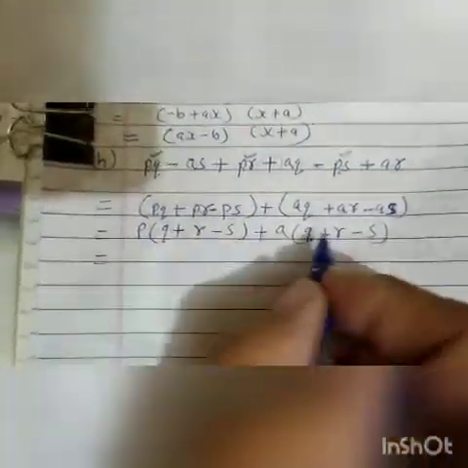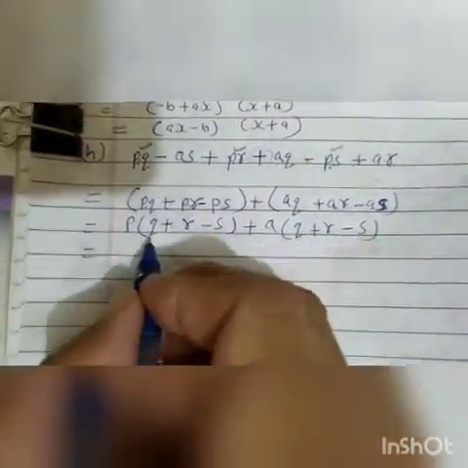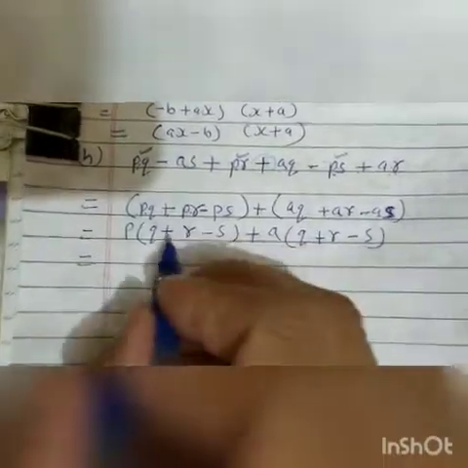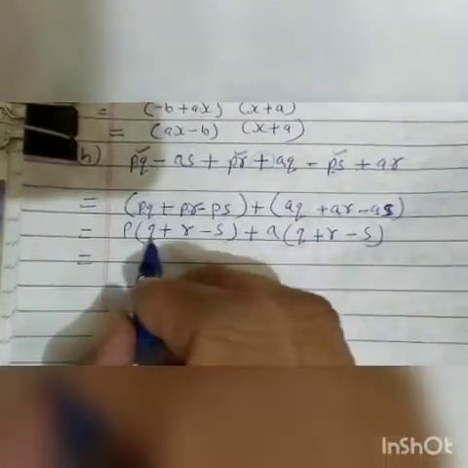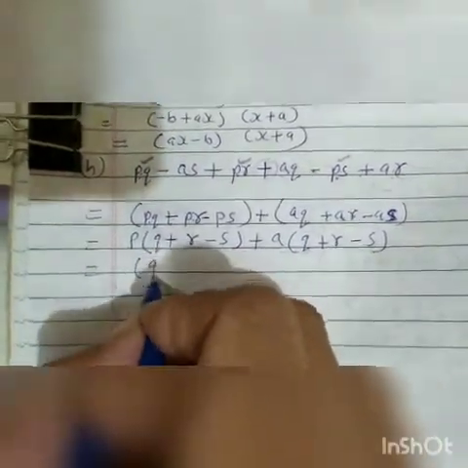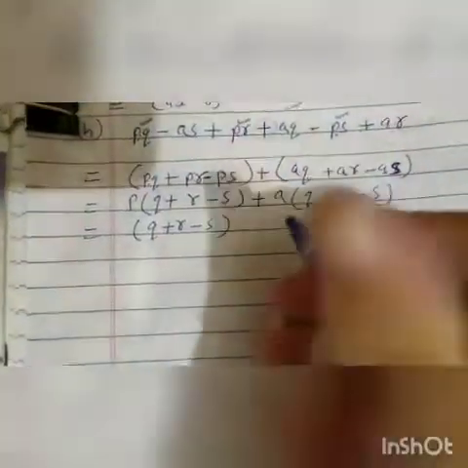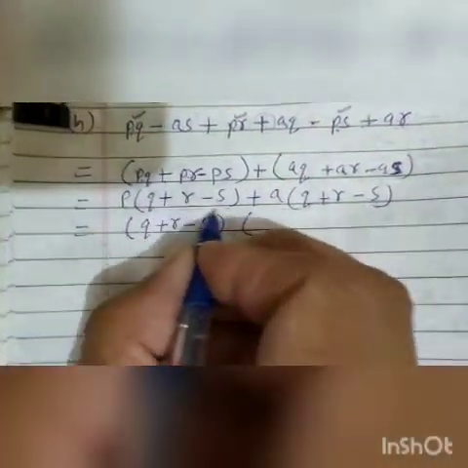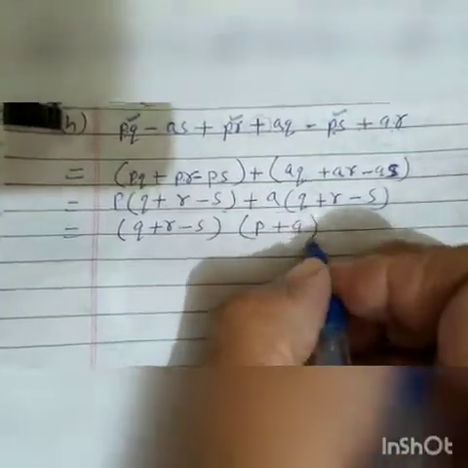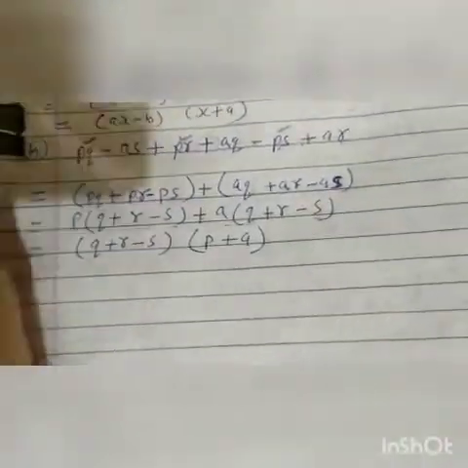Now compare both the brackets, q plus r minus s, q plus r minus s. One is taken as the first term and the other as the second term. Between these 2 terms, this q plus r minus s is the same or common. So again we will write q plus r minus s as common. Then what is left from the first term? p is left from the first, and plus a is left from the second. Clear? Next question.